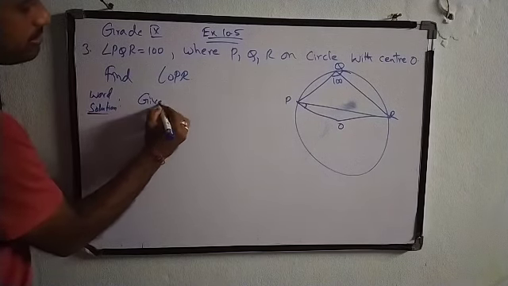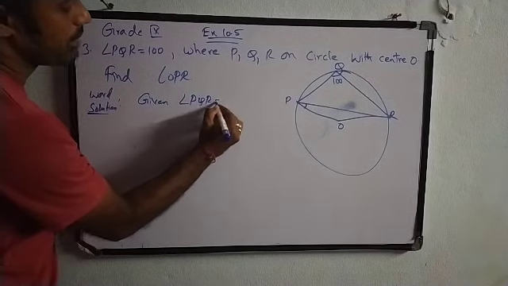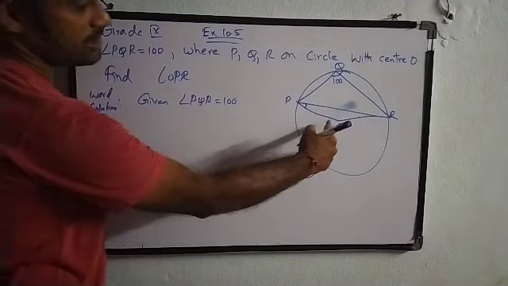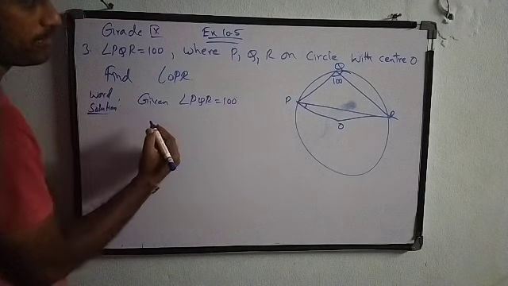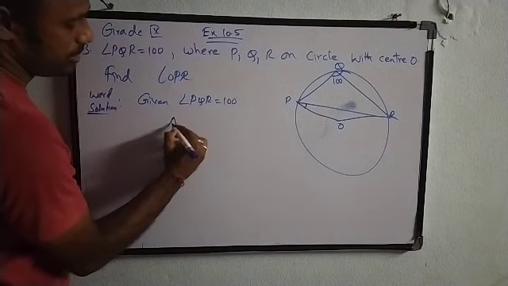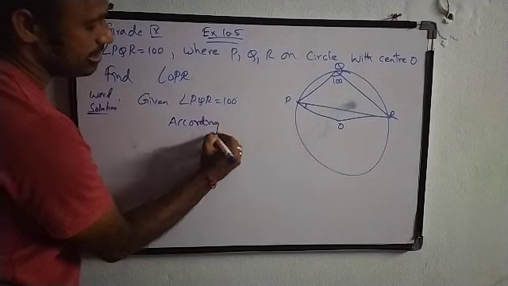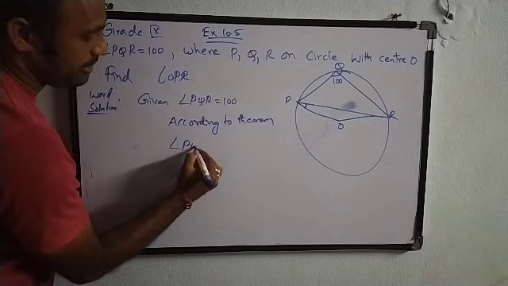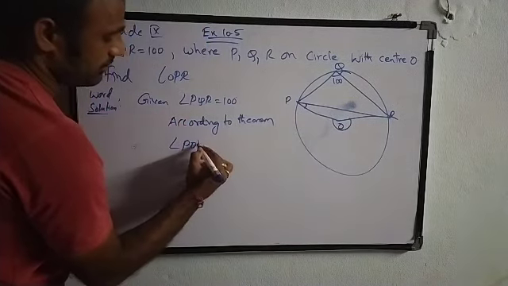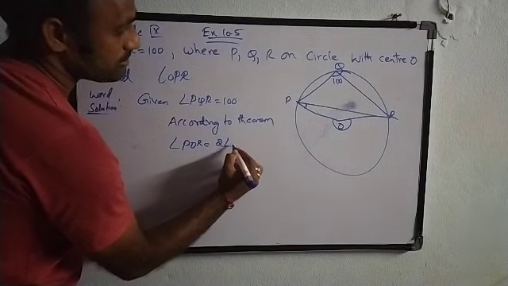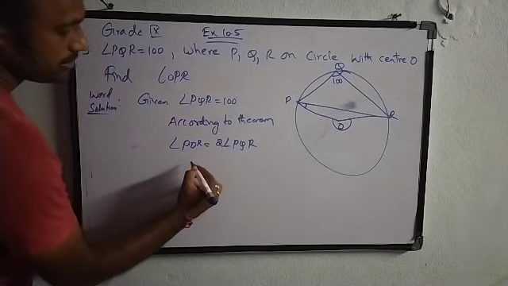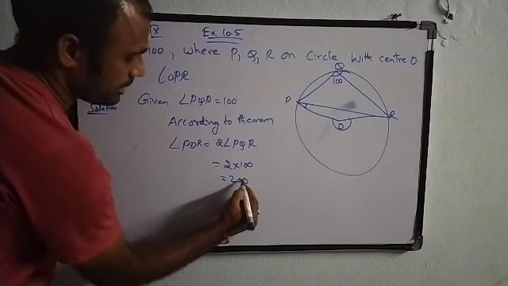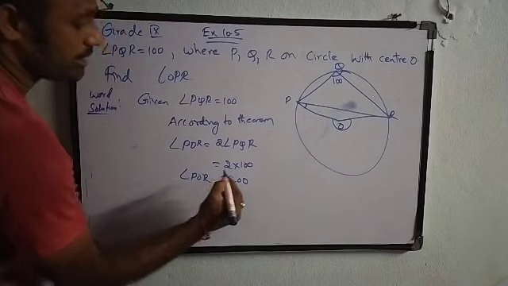Given angle PQR is equal to 100 degrees. We have one theorem that the angle subtended at the center is twice the angle subtended by the remaining part of the arc. According to the theorem, we can say that angle POR is equal to 2 times angle PQR. Angle PQR is given as 100, so 2 into 100 is 200. So angle POR is 200.